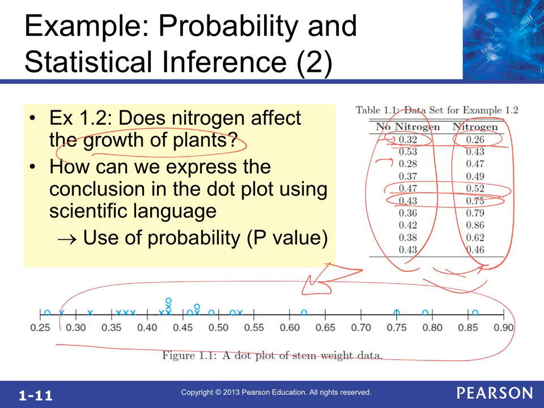So in this case, we plotted the growth rate without the nitrogen treatment and with the nitrogen treatment. So it looks like the nitrogen has some impact. But if we wanted to quantitatively analyze, we have to calculate the probability. We have to use the probability to have the final conclusion.